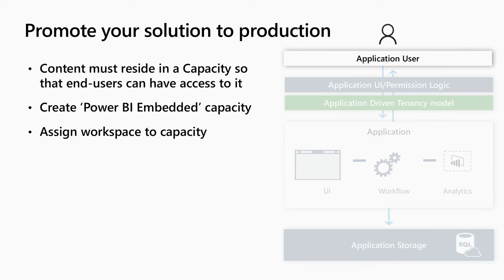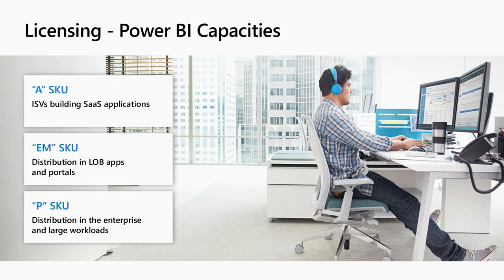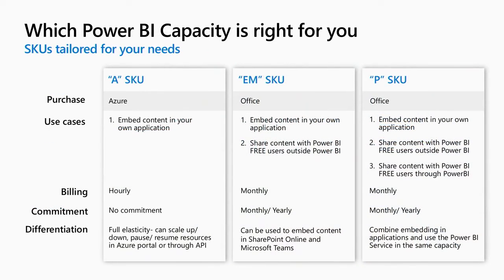So the next topic is promoting your solution to production. Once you need to promote your solution to production, you must purchase capacity, right? Capacity basically means virtual hardware that is needed for the embedded component in order to work. There are a few types of capacities available: A SKUs, EM SKUs, and P SKUs. Now, this is really confusing, so you're probably asking yourself, which one should we get?